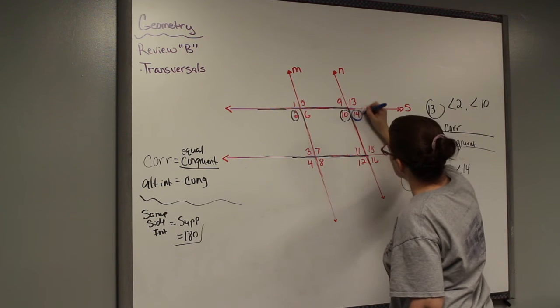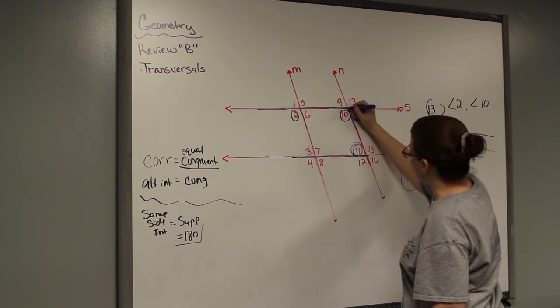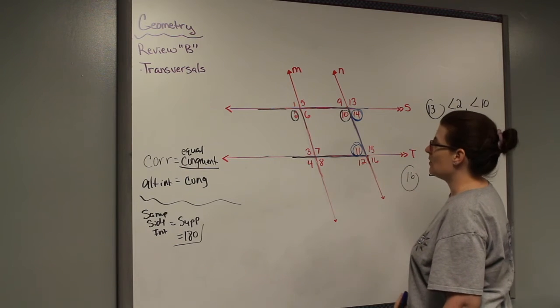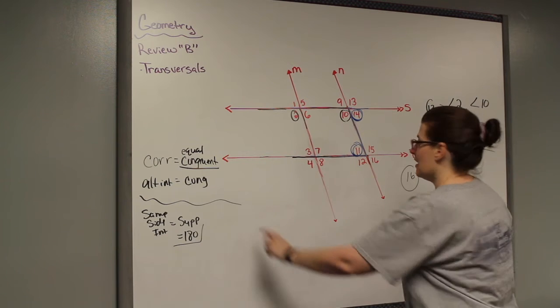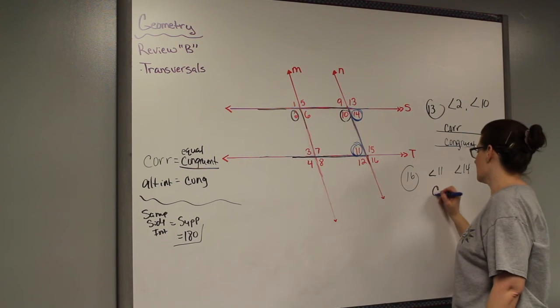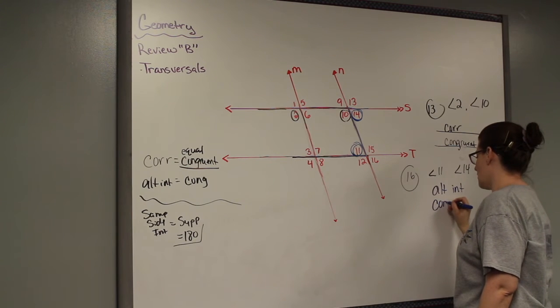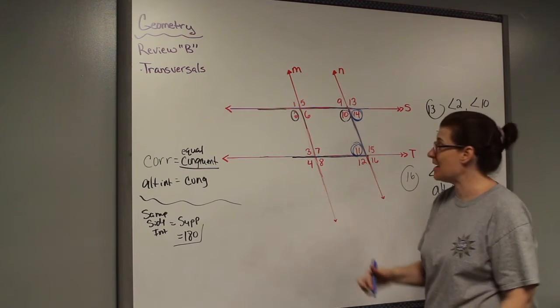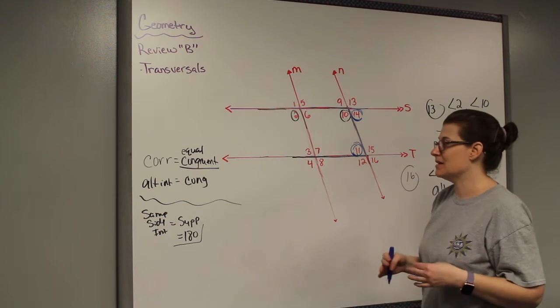14 is right here and 11 is right there. Well, I can already see that I have a Z pattern, which means they're alternate, and you can see they're on opposite sides. So they are alternate interior, and they are congruent. And that's what you're going to write there. That means if this angle is 40, that one is 40, because congruent means equal.